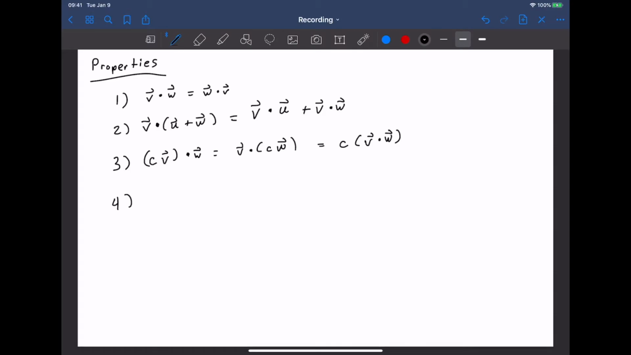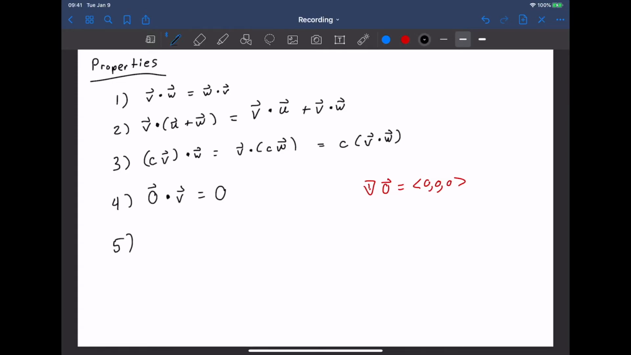4. If I take the 0 vector, which you should recall is the vector with all 0 components, and I dot product it with v, I'm getting the number 0. Recall the 0 vector is 0, 0, 0. The vector where all coordinates are 0.